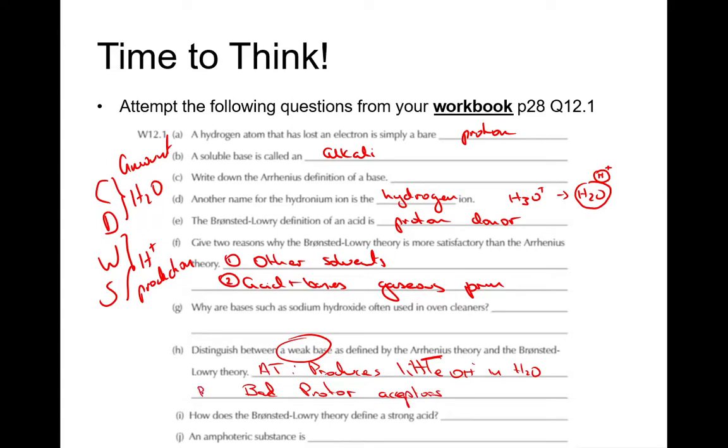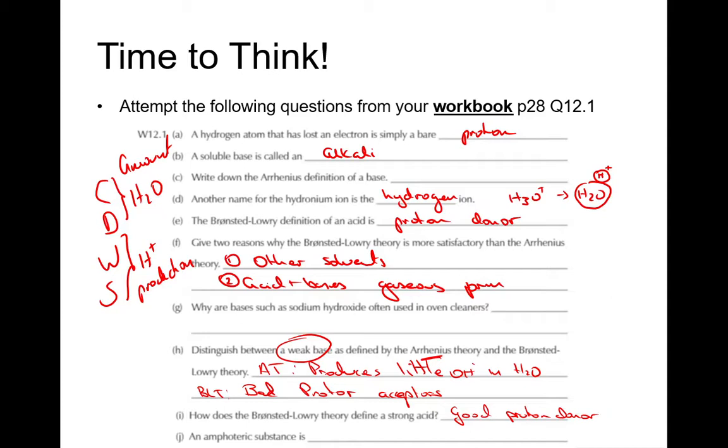Okay, so that's Bronsted-Lowry theory. How does the Bronsted-Lowry theory define a strong acid? A strong acid in Bronsted-Lowry, make reference to the proton. It's a good proton donor. That's all you've got to remember. A good proton donor. That's all you've got to say.